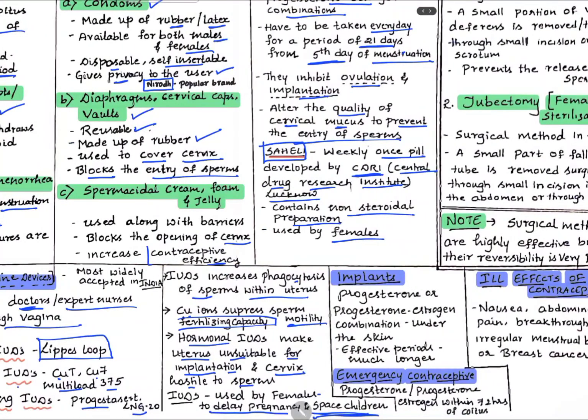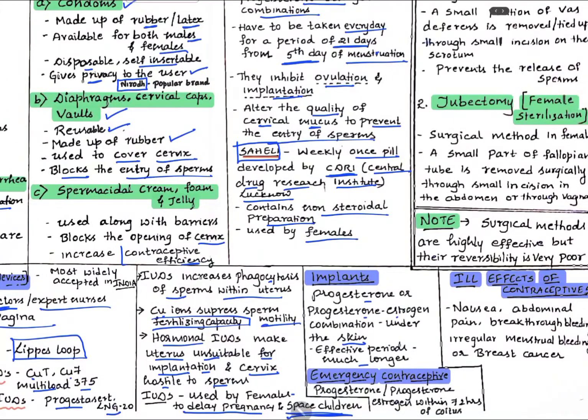Next, let us learn about implants. See, these implants are also progesterone or progesterone-estrogen combination which is placed under the skin. And these implants are effective, and usually that effective period is much longer. Next, there are some emergency contraceptives also, such as progesterone or progesterone-estrogen combination, and that should be taken within 72 hours of coitus.